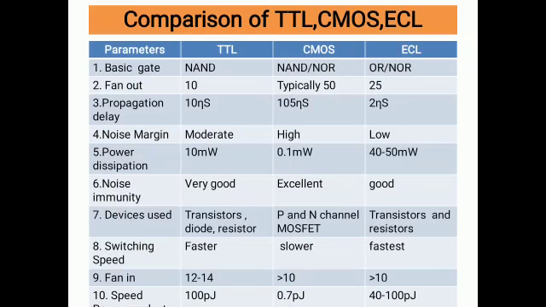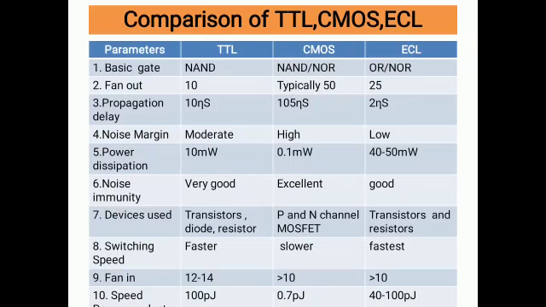Then comes power dissipation. As we have seen, the more power gets dissipated, the more the IC will get heated. So here the power dissipation is more in ECL, that is 40 to 50 milliwatts, and it is very low in CMOS, which is 0.1 milliwatts. So that is the advantage of CMOS, and it is 10 milliwatts in TTL.